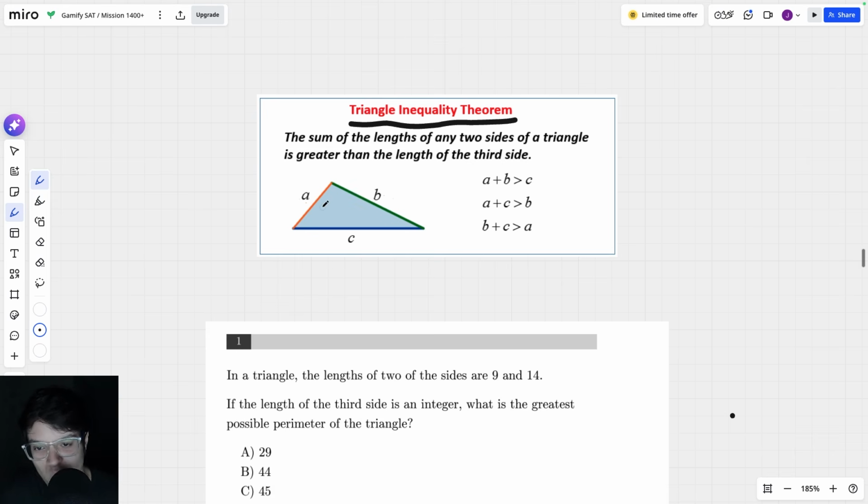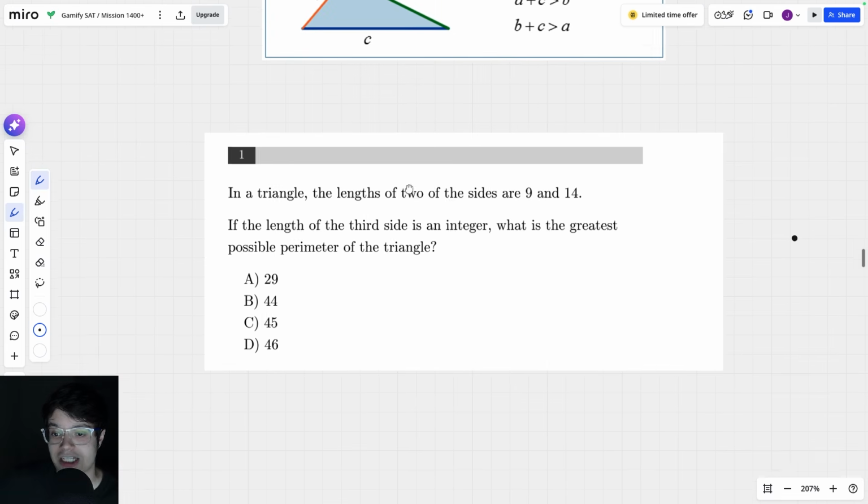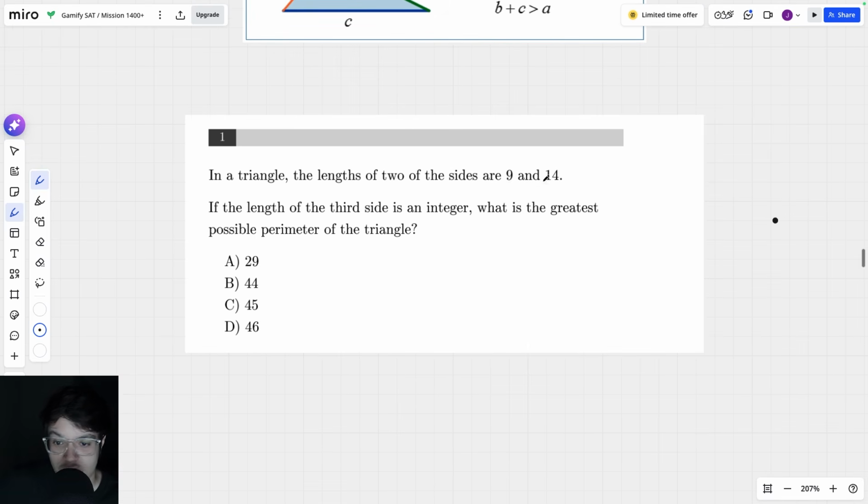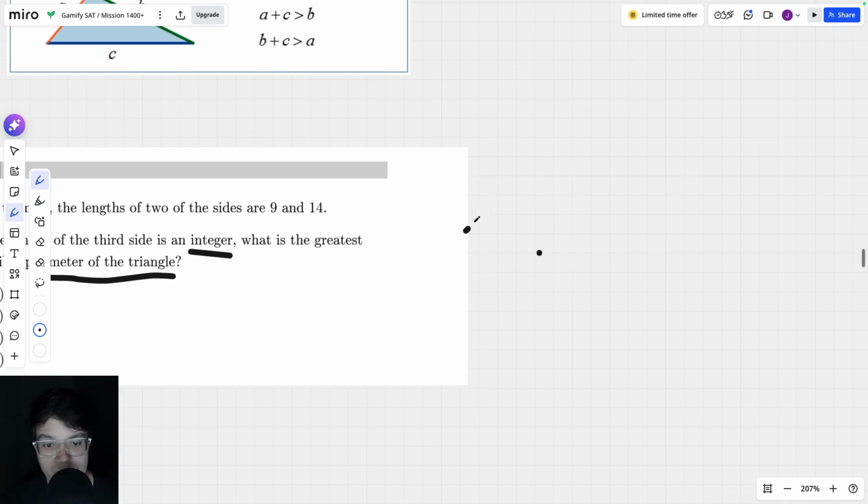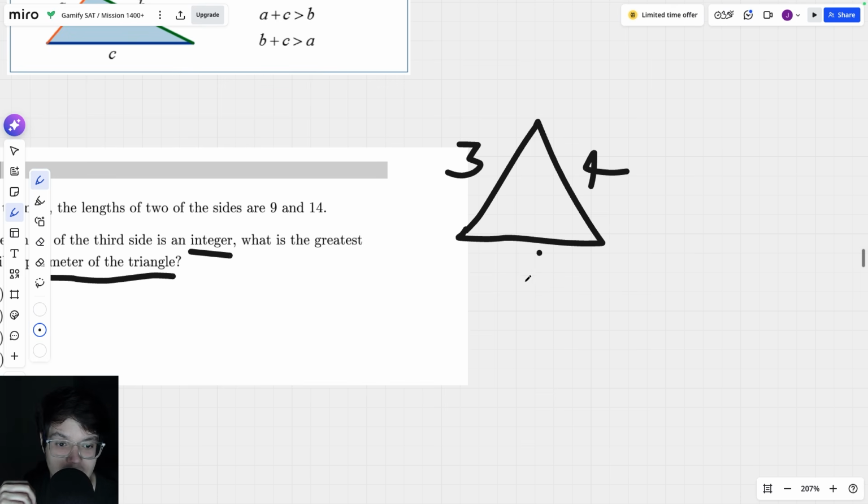It's an interesting factoid about triangles, but you could see a problem like this. In a triangle, the lengths of two sides are 9 and 14. If the length of the third side is an integer, so like a whole number, what is the greatest possible perimeter of the triangle? I say what a perimeter is in a different video, but just so you know going into this, the perimeter is the lengths of all the different sides of a shape added together. So if this triangle has sides 3, 4, and 5, the perimeter would be 3 plus 4, 7, plus 5, so 12 would be the perimeter of this triangle.